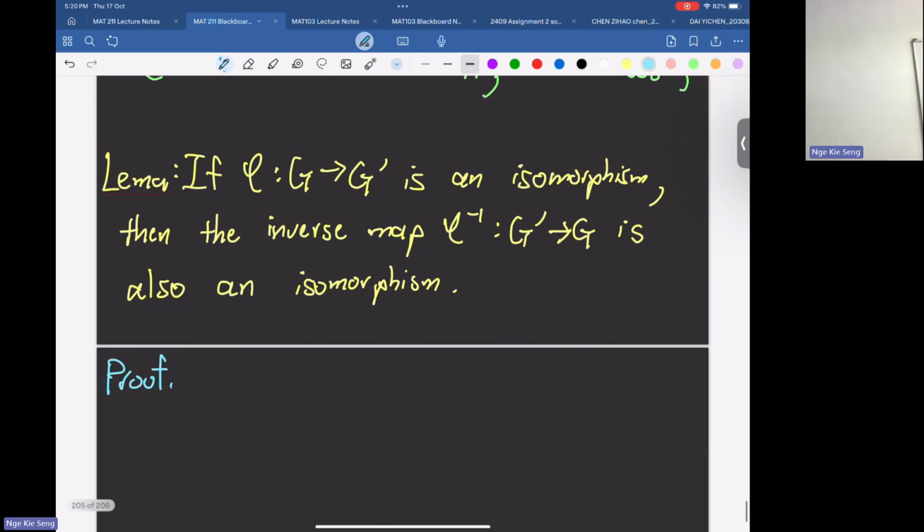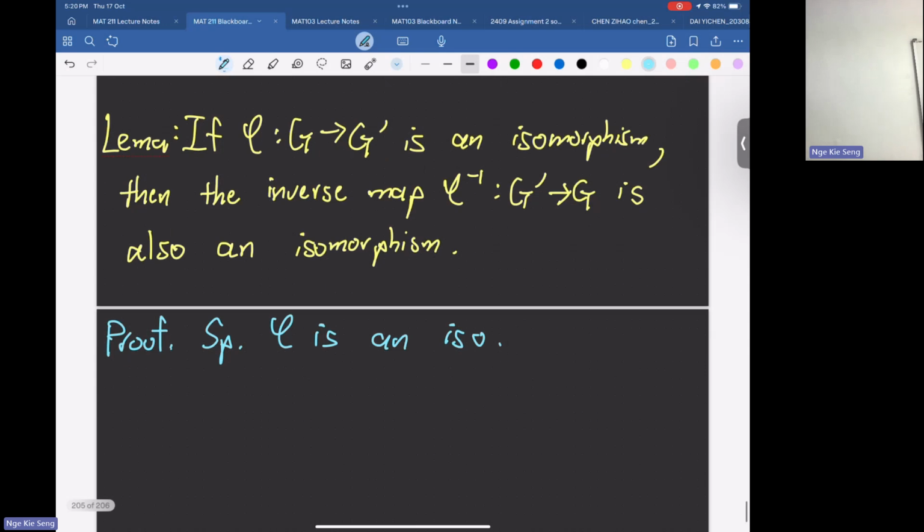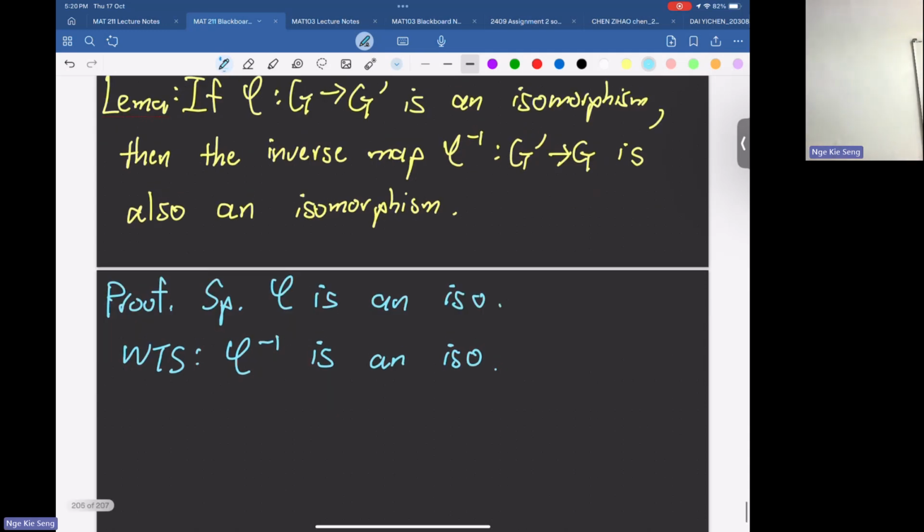So suppose phi is an isomorphism. What do we want to show? We want to show that phi inverse is an isomorphism. An isomorphism has two properties: one, a bijective map; second, a group homomorphism. We know that phi inverse is invertible. Who is the inverse of phi inverse? Phi.